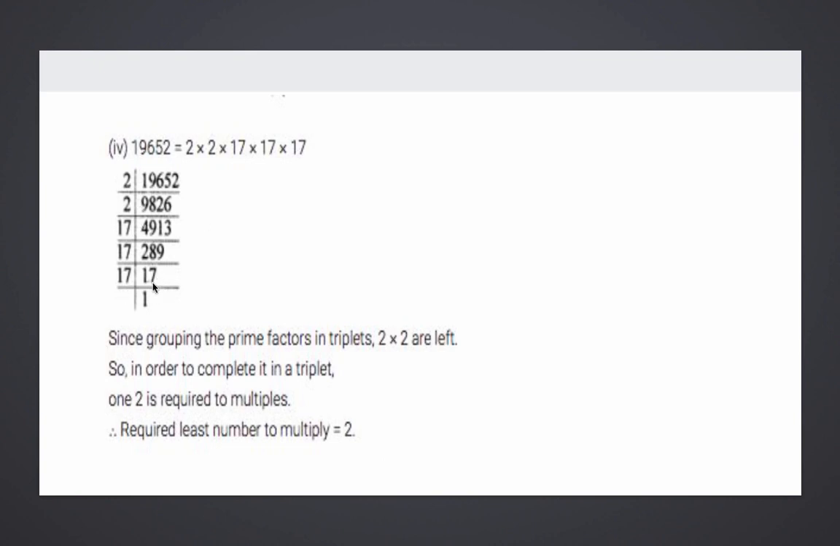First step, prime factorization. 2 is occurring twice. 17 is occurring thrice. So since the grouping of prime factors is in triplets, 2 into 2 is left. So what do we need? Which is the least number by which it should be multiplied? Yes, the required least number to be multiplied is 2. Clear, students? Fine. If the same question is asked for division, this complete group you will take. You will have to take 2 into 2. 4 is the least number by which it should be divided so that it becomes a perfect cube. Okay. So you have to understand this and then do this also.